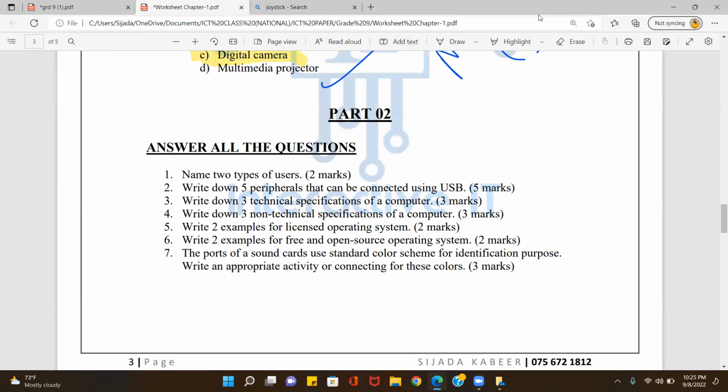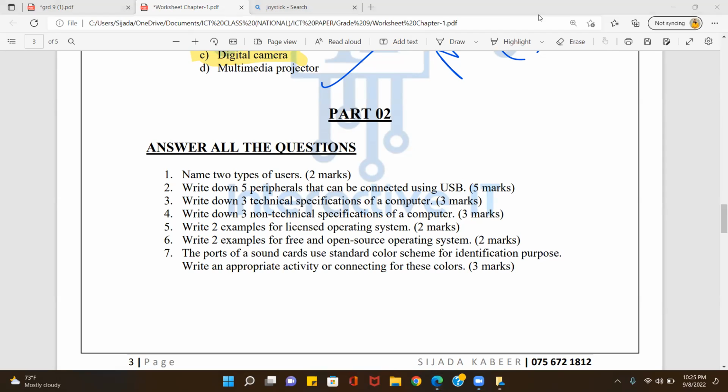Then the next question. Write 5 peripherals that can be connected using a USB. Mouse, keyboard, printer, even microphone you can connect today. Speakers you can connect today, scanners and multimedia projectors, all these. 3 technical specifications: processor, hard disk, main memory, any 3. Non-technical: service after sale, price, and warranty.